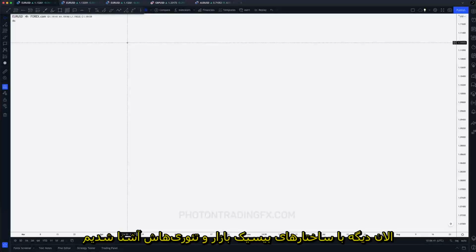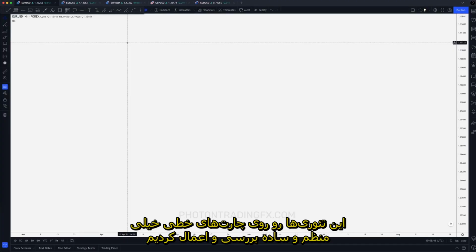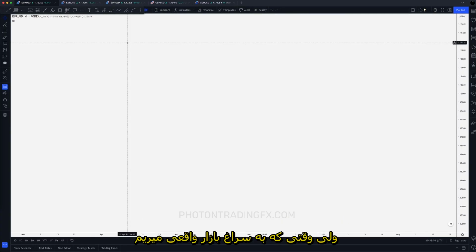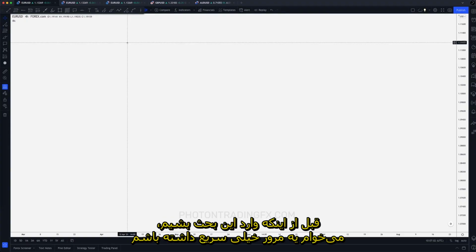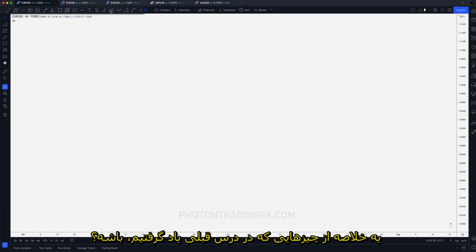Okay, so now we have looked at the basic market structure theory. We've looked at it on really nice, simple, utopian examples on those line chart diagrams, those annotations. Obviously, when we go to apply that in the real market, it's a little bit different because we're going to be looking at Japanese candlestick charts, okay? So before we get into that, I just want to do a very quick overview, a recap of what we just looked at in the previous lesson, right?